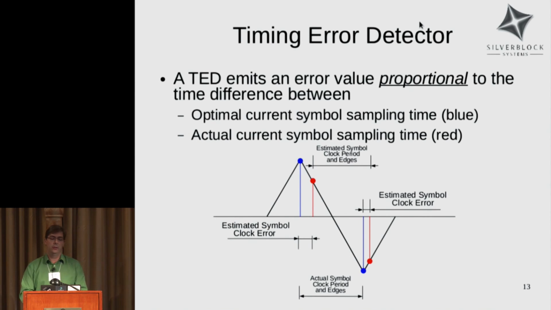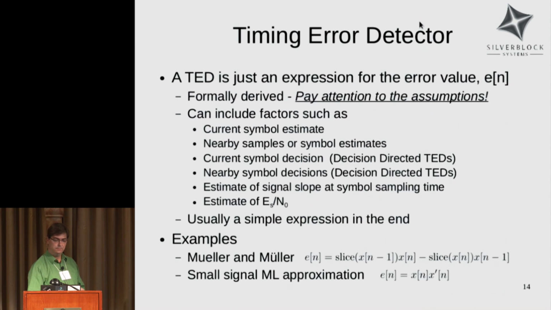Okay, timing error detector. The TED emits an error value proportional to the time difference between the optimal current symbol sampling time, which is shown in blue on this chart, and the actual current symbol sampling time, which is shown in red. So here you see off the left, we have a little bit of gap between the red and the blue sample, and the direction we want to go is we want to get closer to where that blue sample is, and that's shown here as a smaller timing error on the slide.